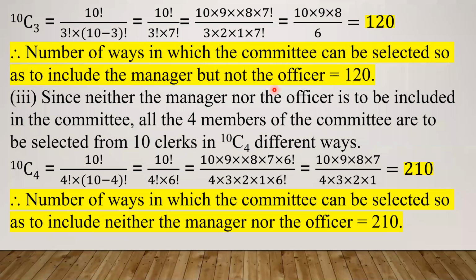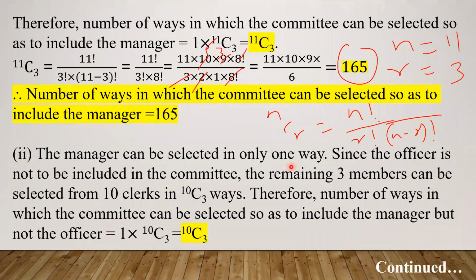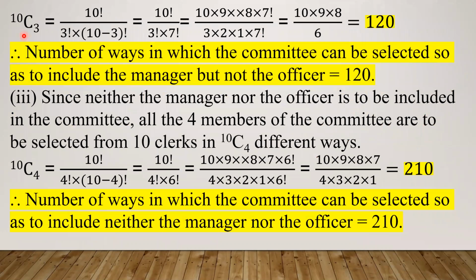See here. The manager can be selected in only one way, and since the officer is not to be included in the committee, the remaining 3 members can be selected from 10 clerks. We do not have to include the officer, so the remaining 3 members we have to select from the clerks only, and how many clerks are there? 10. So it can be done in 10C3 different ways. Therefore, the number of ways in which the committee can be selected so as to include the manager but not the officer is 1 into 10C3. That is 10C3.